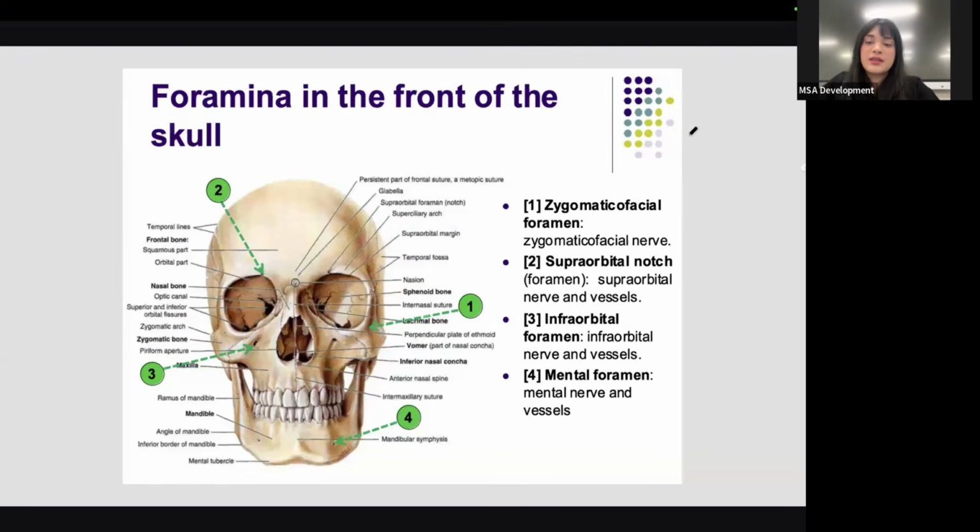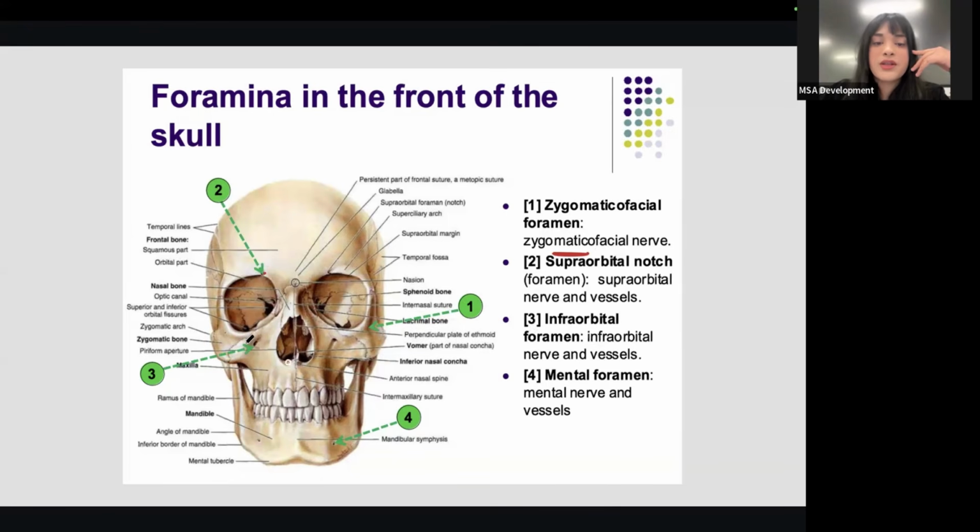Now, number one is the zygomaticofacial foramen. This transmits the zygomaticofacial nerve. So that's number one over here. Okay, like over here. Supraorbital notch, supraorbital nerve and vessels, so supraorbital above the orbit, so that's number two over here.